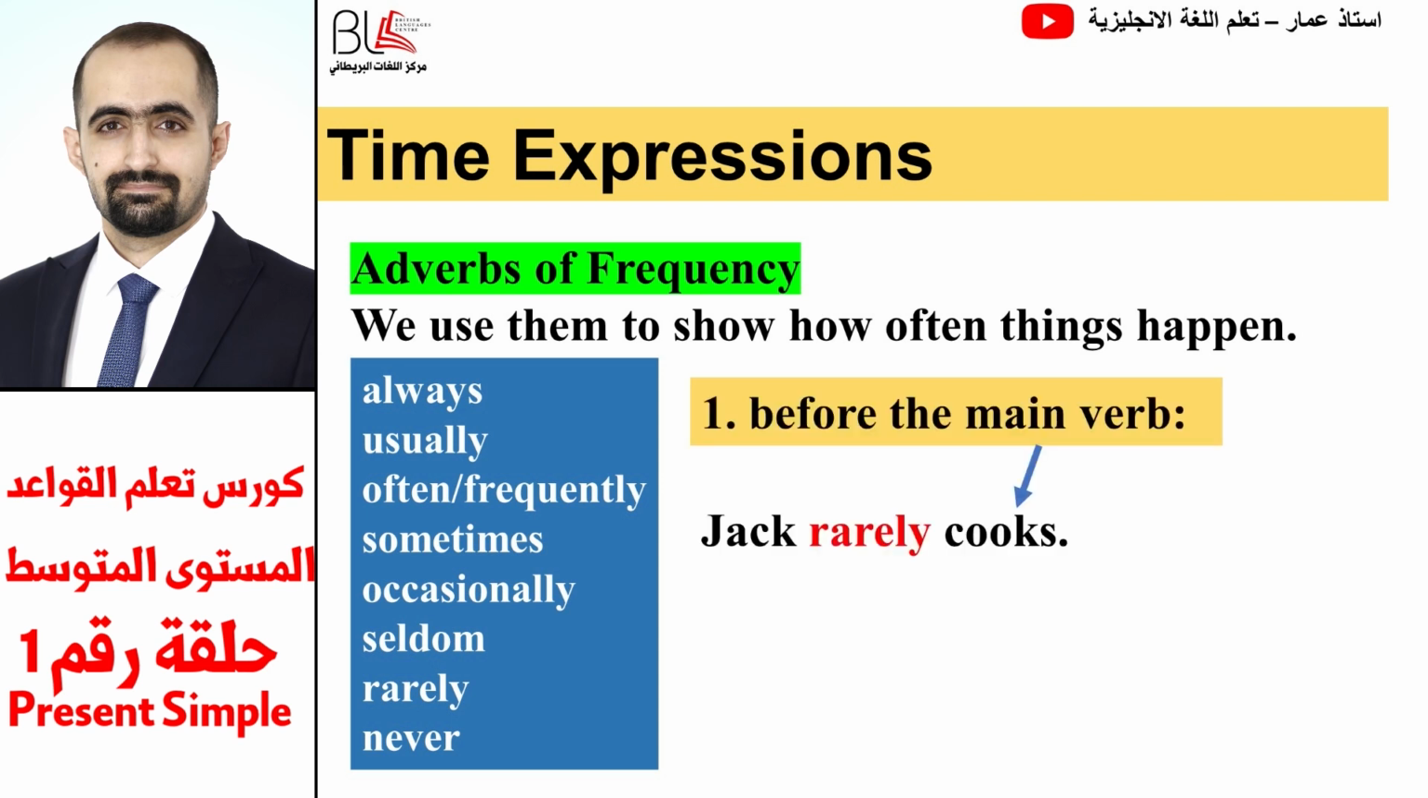So, there are two places for adverbs of frequency in the sentence. Number 1, before the main verb. For example, Jack rarely cooks. Cooks is the main verb here, so we put the adverb before it.